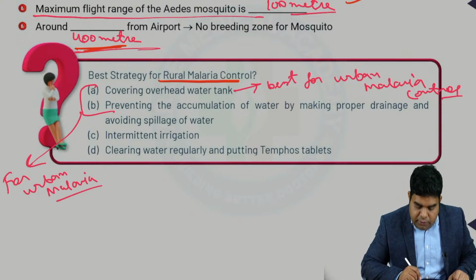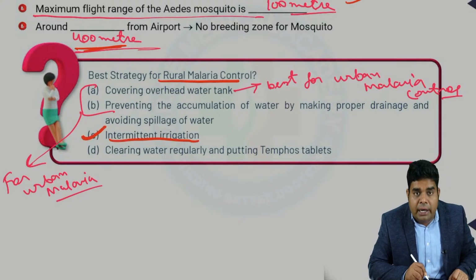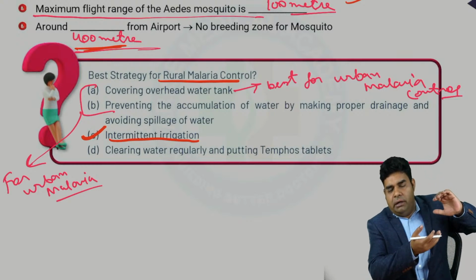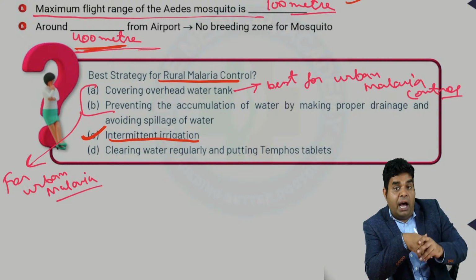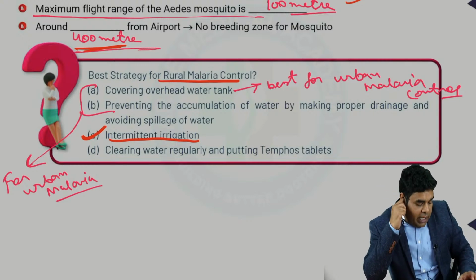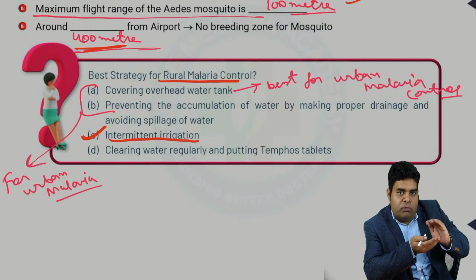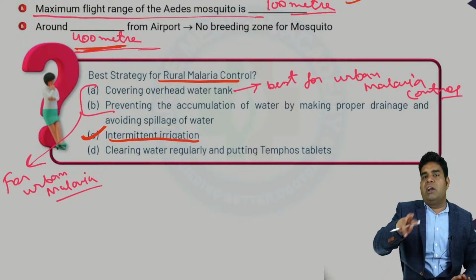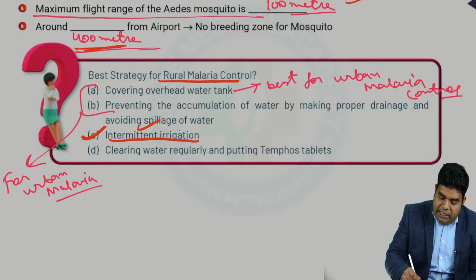So the best strategy for rural malaria control is intermittent irrigation. Intermittent irrigation simply means, in the paddy field, the rice field, you might have seen they put this much water. So the government says do not put this much water, put a small amount of water, let it dry for 3-4 days, then again some water, so that water will not accumulate and mosquito breeding will be less. So this is intermittent irrigation.